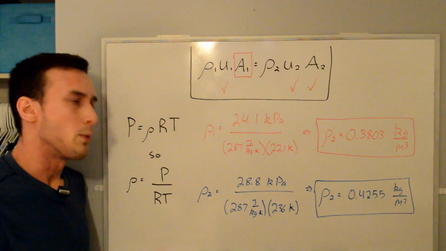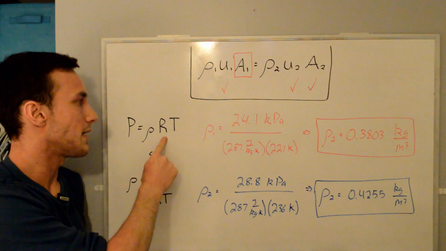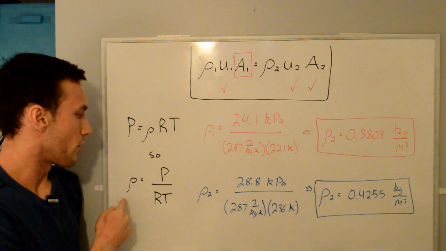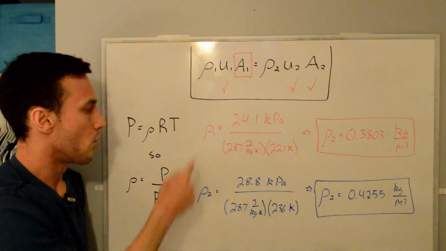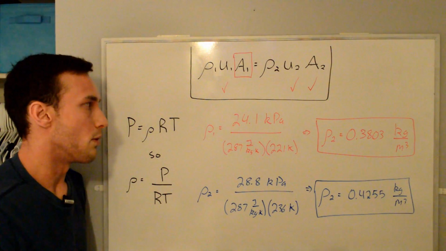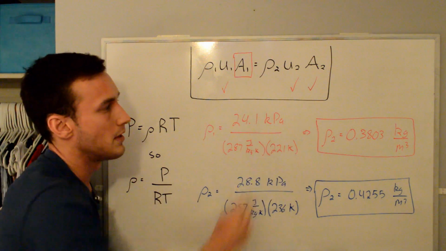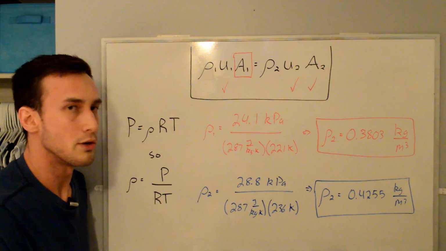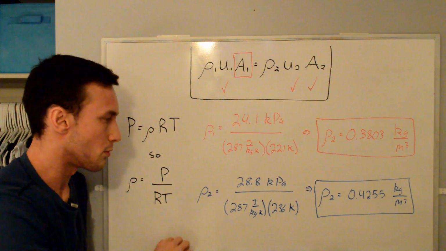Using the ideal gas law, we can write the pressure is equal to the density times the specific gas constant times the temperature. So if we rearrange it, we get the density is equal to P over RT. We can do that for both rho 1 and rho 2 because we know the static pressure and static temperature at both of these states. So for rho 1, we plug the numbers in and we get a density of 0.3803 kilograms per meter cubed. And for state 2, we do the same and we get 0.4255 kilograms per meter cubed.